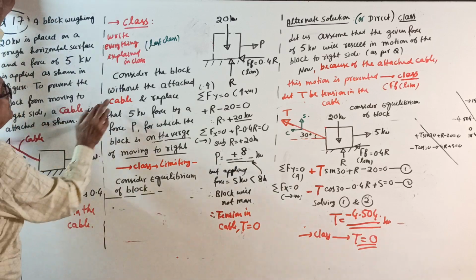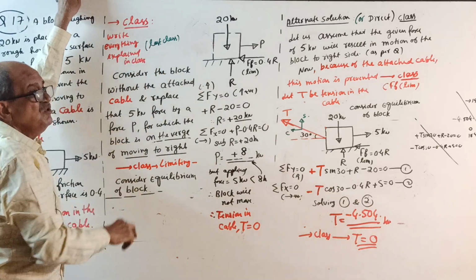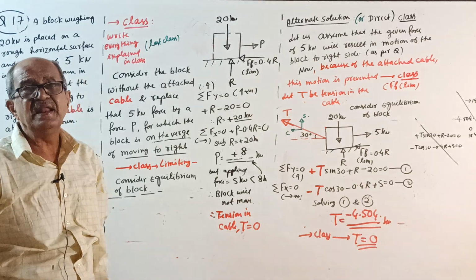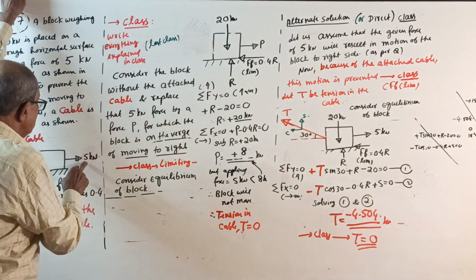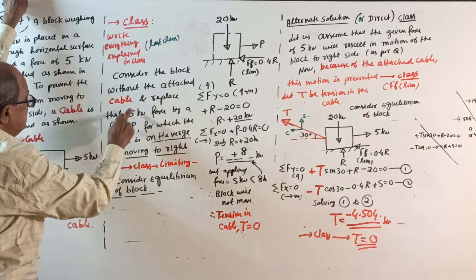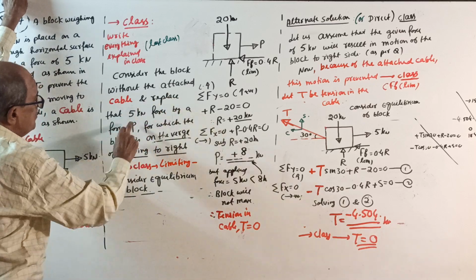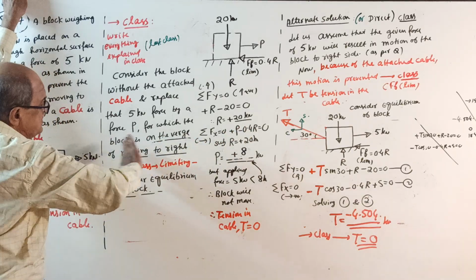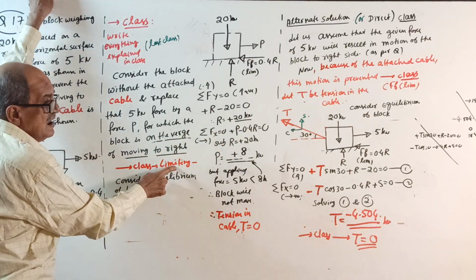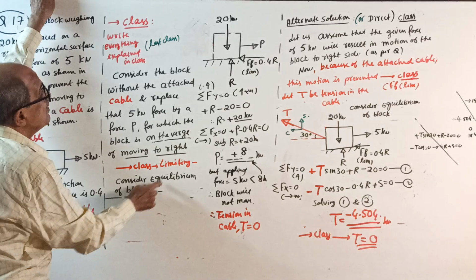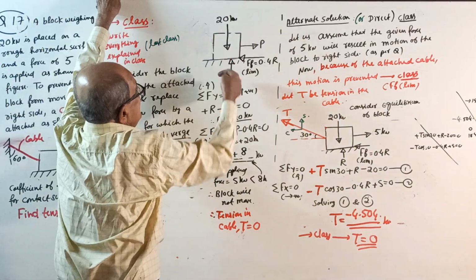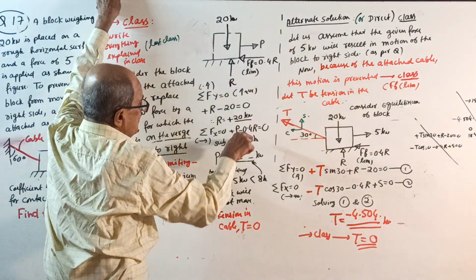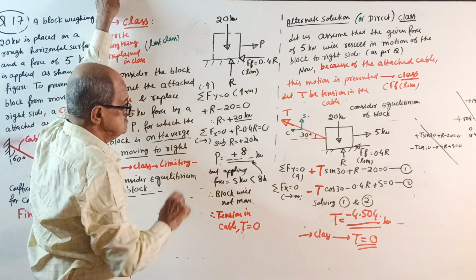We will first imagine the cable is not there, and not consider the 5 kilonewton, but replace it by a force P for which the block is on the verge of moving to the right side. Again, the limiting case. Consider equilibrium of the block. With 20, R, P, and so on, P will come to 8 kilonewton.